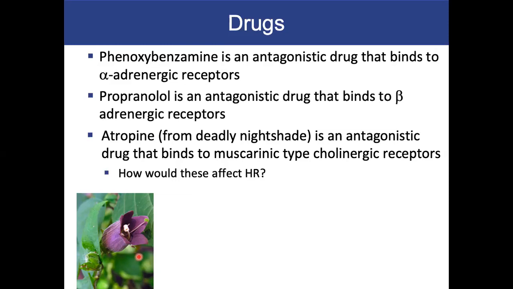But atropine binds to muscarinic cholinergic receptors so that acetylcholine can't bind. What does acetylcholine do? Acetylcholine drops heart rate and stroke volume. So it drops depolarization. So if you have atropine blocking that, heart rate's going to go up. Okay. Make sure you understand these drugs, really important, clinically speaking.